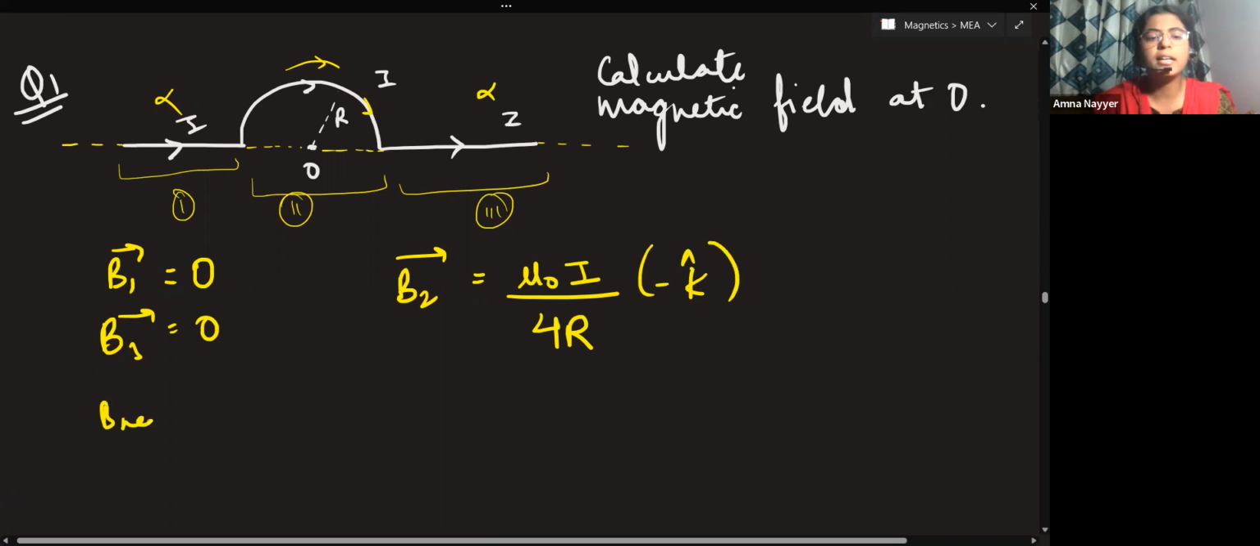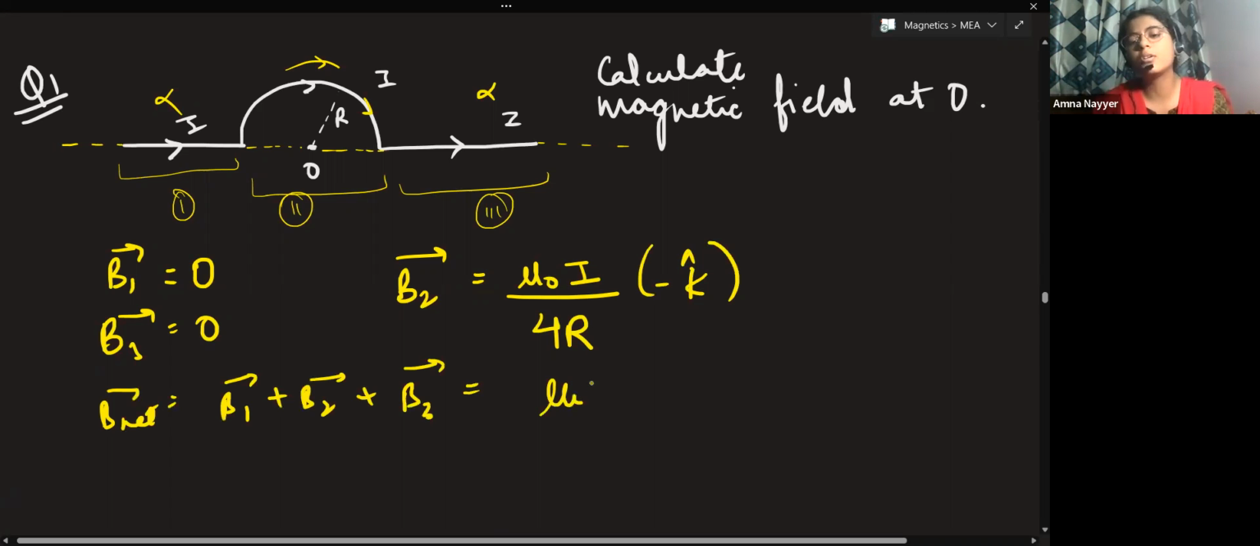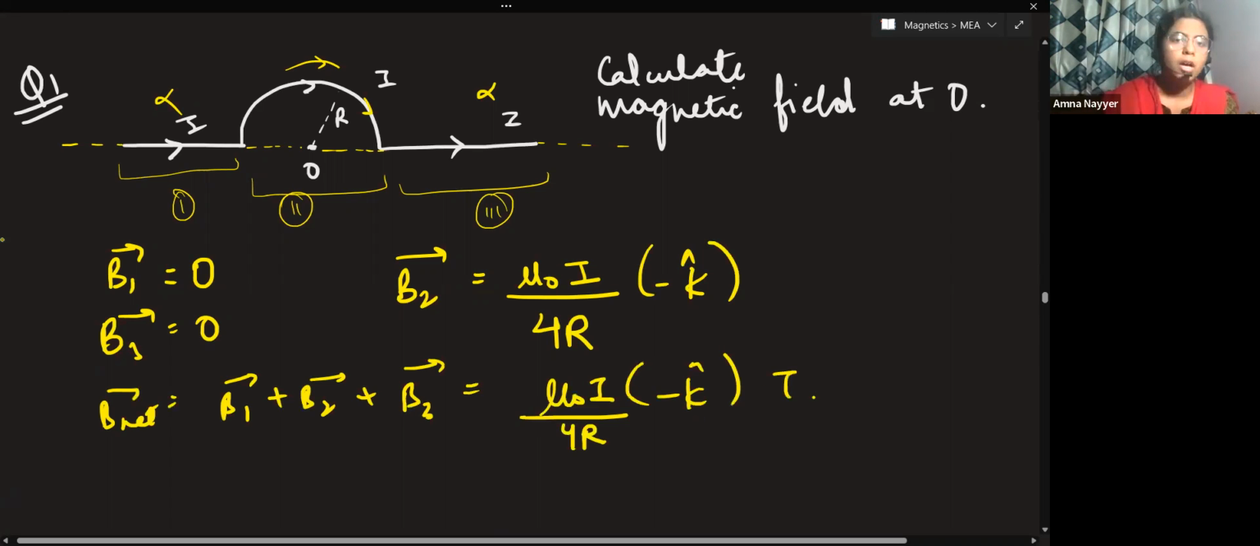So what will the net magnetic field be? The net magnetic field will be B1 plus B2 plus B3. Since the rest of them are 0, it will be mu naught I by 4R, minus k cap Tesla. This much. All right, note it down.